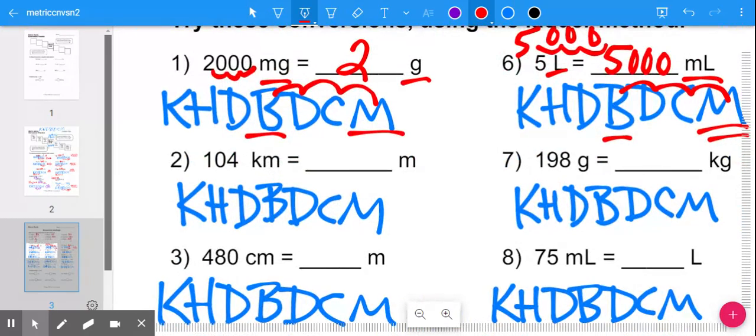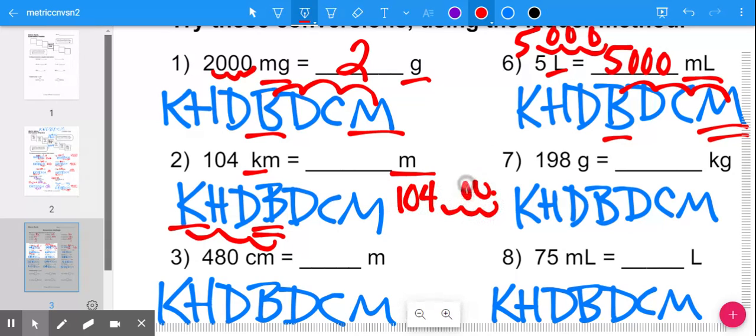So next we have 104 kilometers. So we have K, and we're going to meters, which is your base unit. So we're going to go 1, 2, 3 times to the right. So your 104 becomes 104,000 meters.